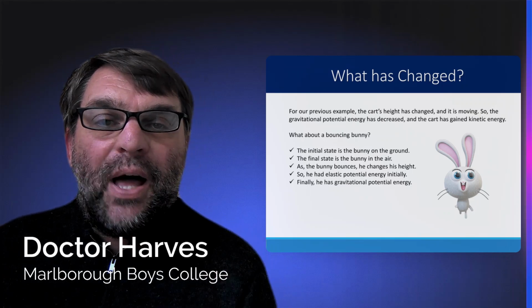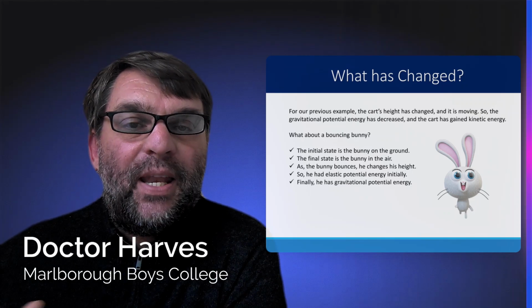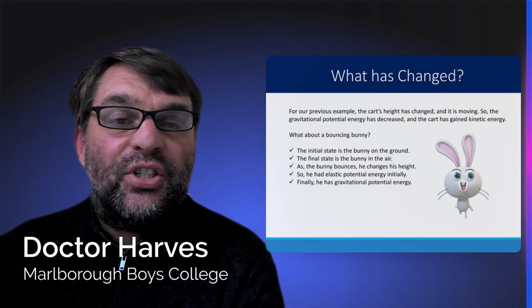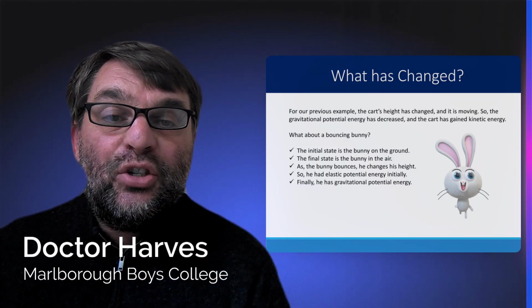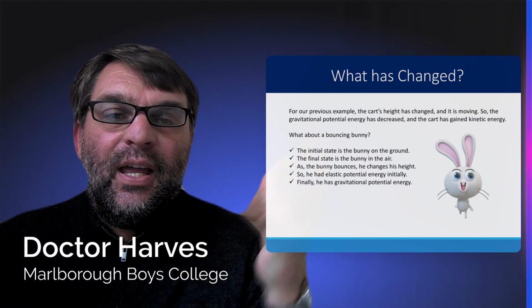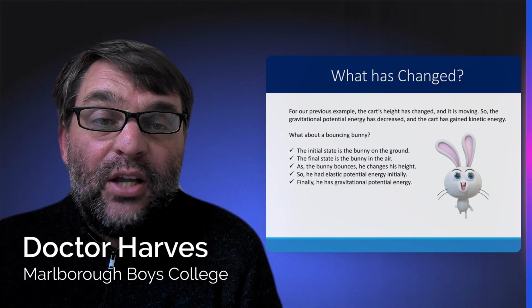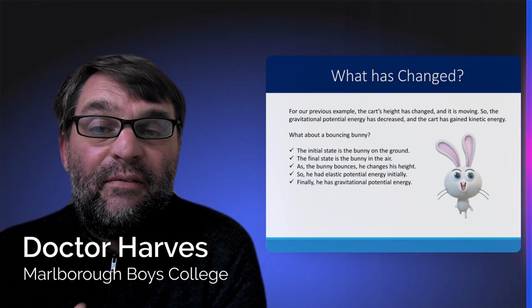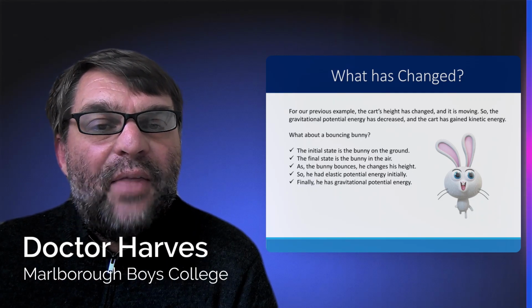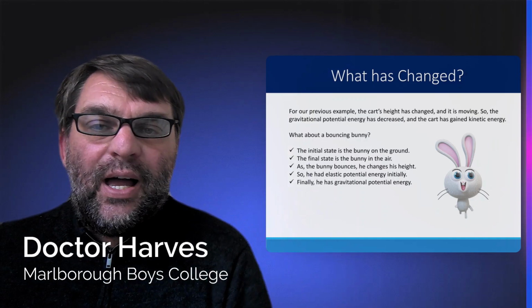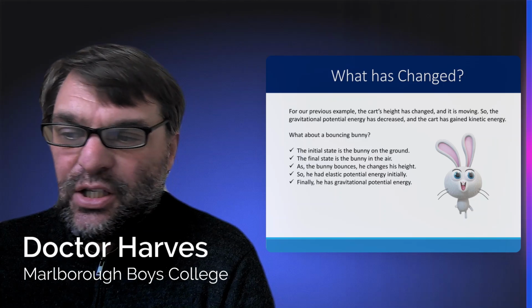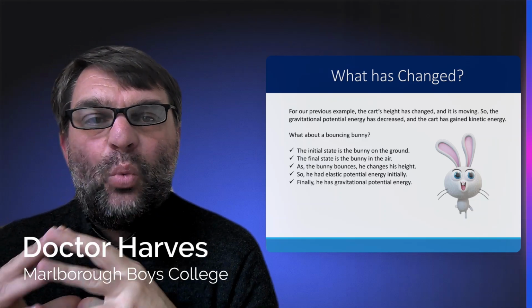So what about a bouncing bunny? Well, with a bouncing bunny, the initial state is the bunny on the ground, and the final state is the bunny in the air. As the bunny bounces from the ground up into the air, he's changed his height. So initially, he's going to have elastic potential energy, in the muscles in his legs. And then finally, as he bounces up to a height, he's going to gain gravitational potential energy. That's the final state.